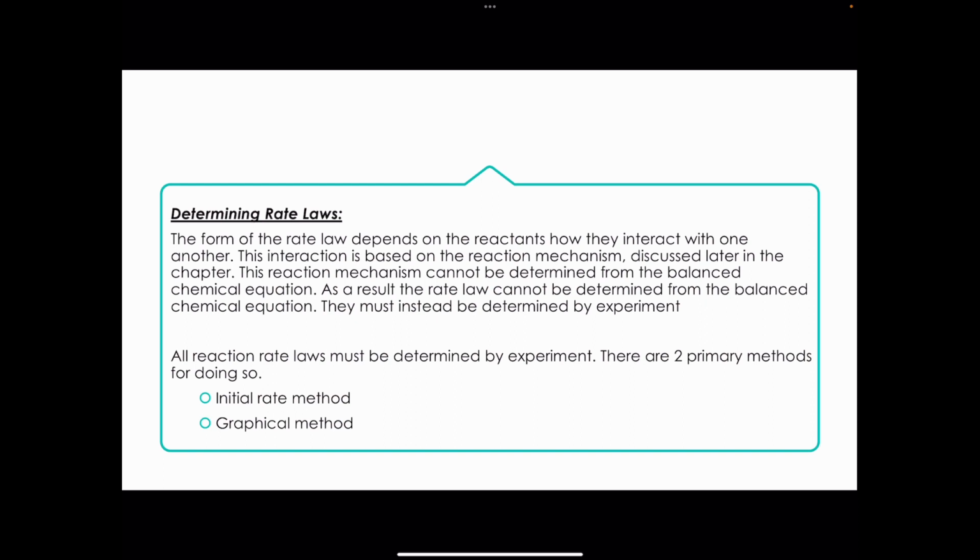The reaction mechanism cannot be determined from the balanced chemical equation. As a result, the rate law cannot be determined from the balanced chemical equation. They must instead be determined by experiment. All reaction rate laws must be determined by experiment, and there are two primary methods that we can use to do so. We have what's called the initial rate method, and we have a graphical method.